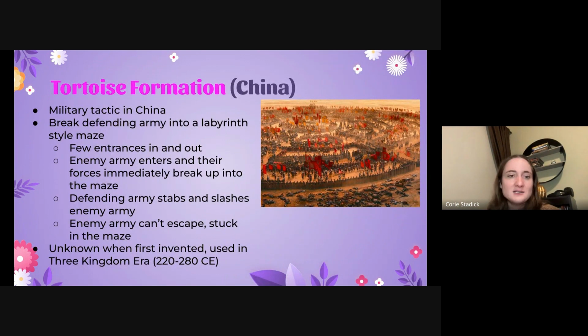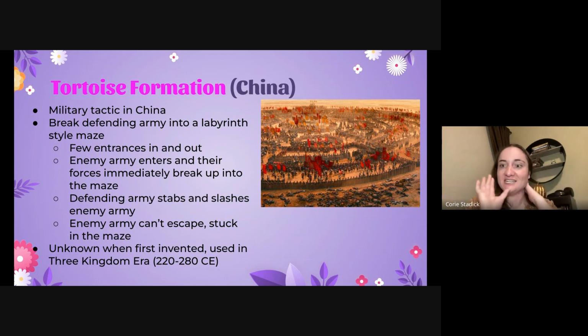Anyway, tortoise formation. Now, this is something you will see in Red Cliff. It is a military tactic in China. The purpose is to break the defending army into a labyrinth style maze. So here's a picture of it right here. You can see, oh, there's a wall that they built. No, those are soldiers with all their shields on the ground, and they're building a man wall. It's just this giant labyrinth maze with few entrances and few exits.